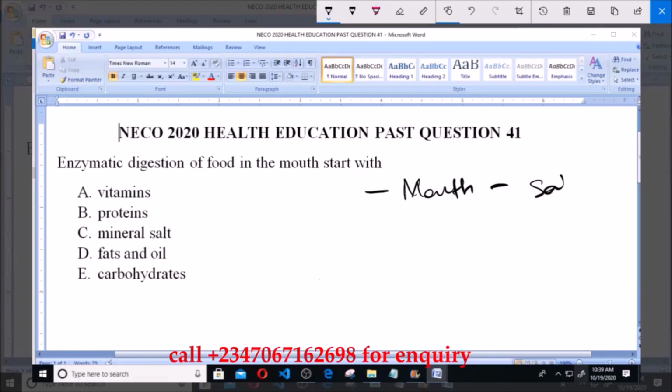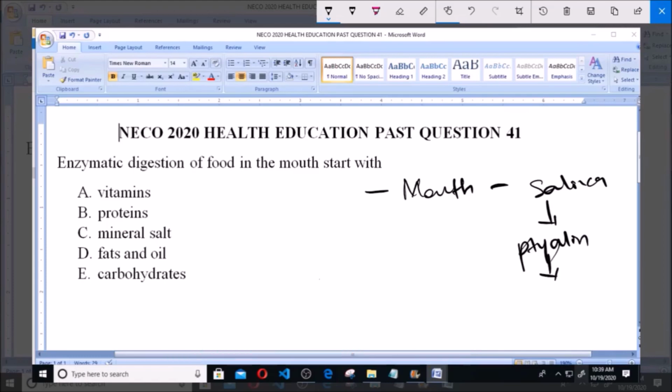in the saliva. The enzyme present in the saliva is known as the enzyme amylase, and it is concerned with the digestion of carbohydrates. So therefore, the enzymatic digestion of food in the mouth starts with carbohydrates. That is option E.